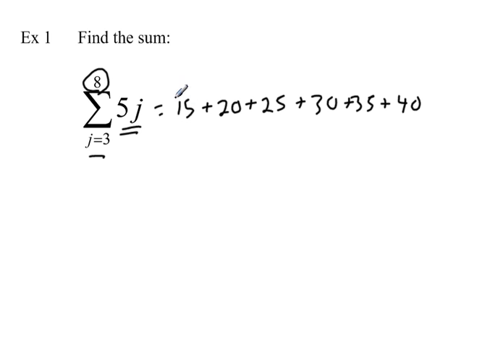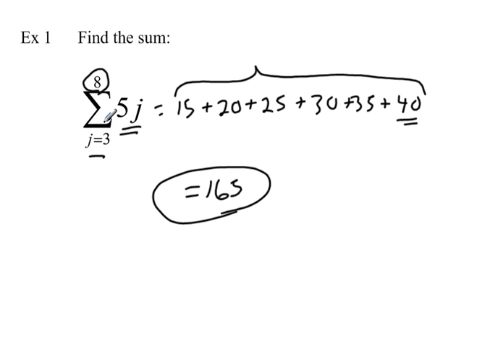Notice that does not mean we have 8 total terms. Instead, it means we stop when we plug the number 8 into this expression, and we get a value of 40. So if we add all these together, we get 165. That's the answer we're looking for. So this is saying, tell me the answer when you add up all these terms, when we plug the numbers from 3 to 8 into this expression.